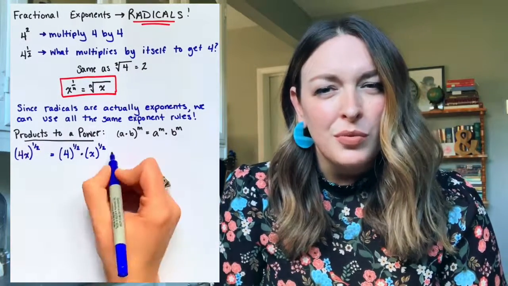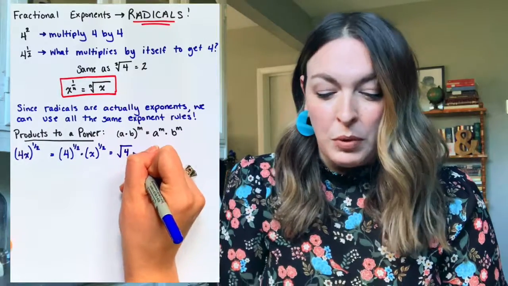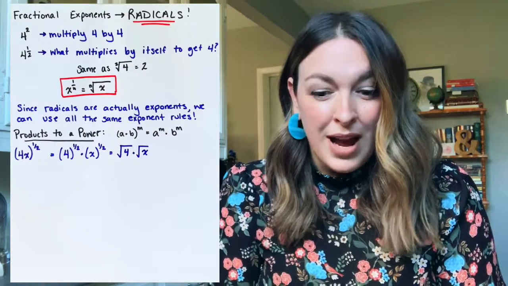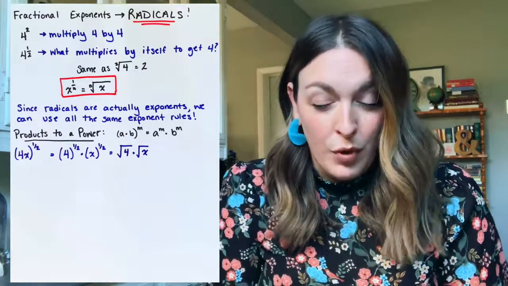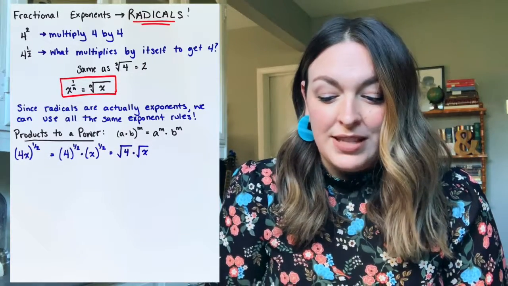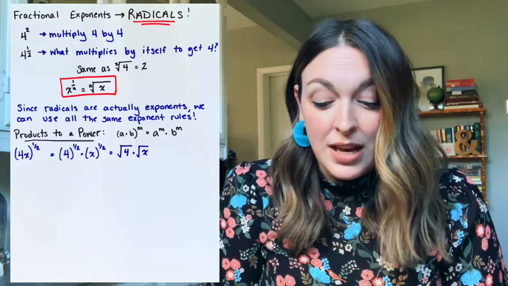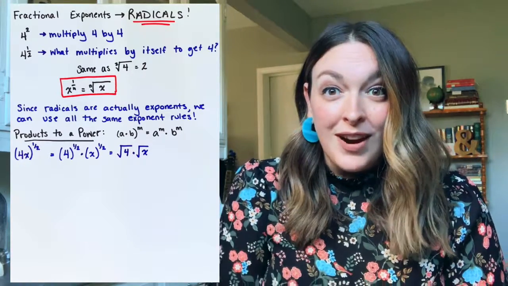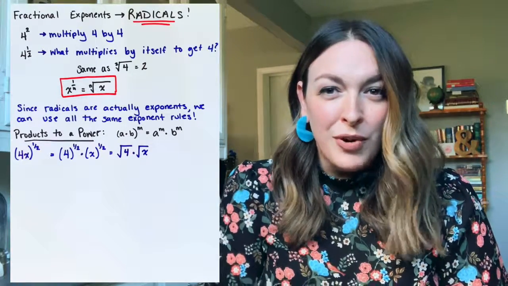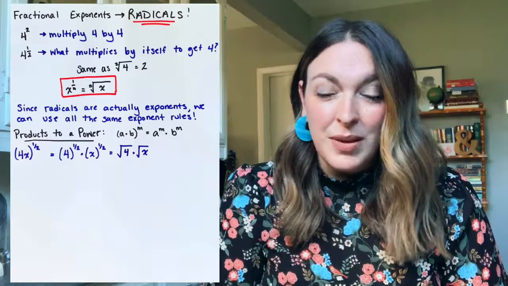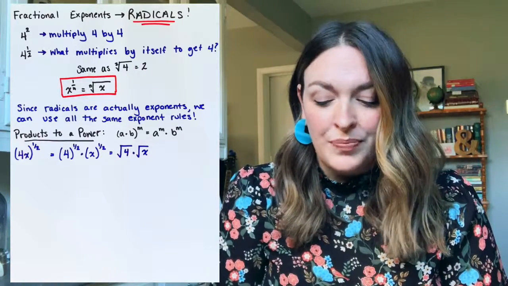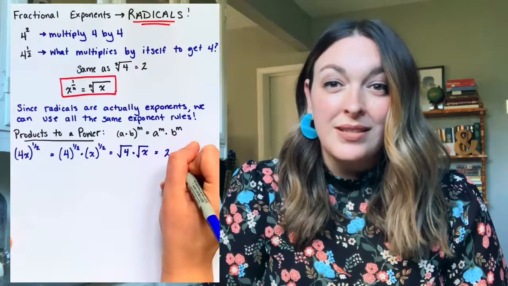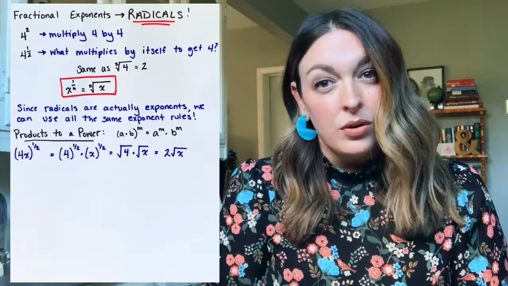Now I'm going to switch into radicals because that's really what we want to be working with here. So 4 to the power of 1/2 is the same as the square root of 4. X to the power of 1/2 is the same as the square root of x. So I can just multiply those. And furthermore, I can actually take the square root of 4. We already determined that that's 2 because 4 is 2 times 2. So really what we're going to write this as is 2 times the square root of x.